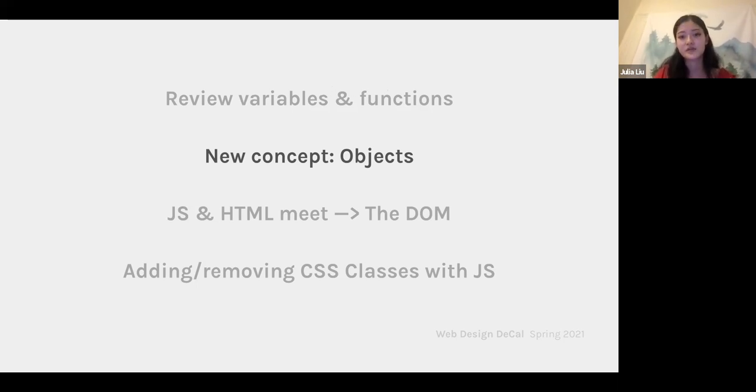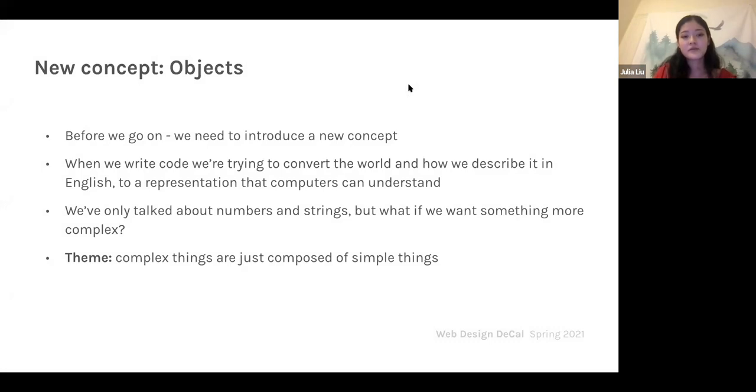Okay, moving on to objects. Before we move on to describing how we use JavaScript to manipulate the HTML and CSS, we first need to cover an important concept, which is objects. When we write code, we're trying to convert the world and how we describe it into a representation that computers can understand. So far, we've talked about numbers and strings, but what if we want something a lot more complicated? For example, if we want to describe a car or describe a house, how do we do that? We can't just say a house equals a number or a house equals a string. That's where objects come in with JavaScript.